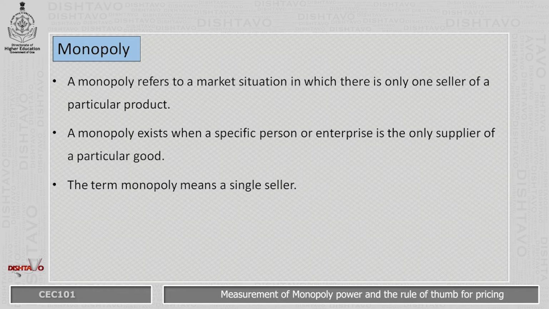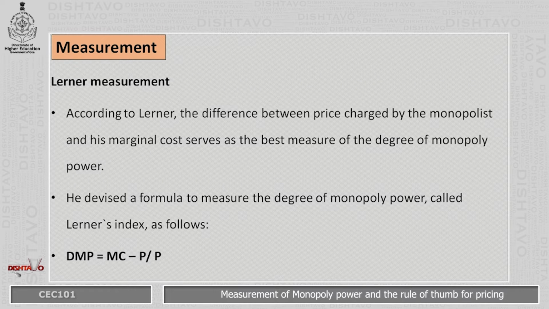Monopoly is a market characterized by a single producer in an economy. He is the entire or sole producer of the product in the market, so there are no substitutes or other producers selling a product like his. Monopoly is primarily characterized by a single seller. It refers to a market situation in which there is only one seller of a particular product. It exists when a specific person or an enterprise is the only supplier of the particular product. The term monopoly means single seller.